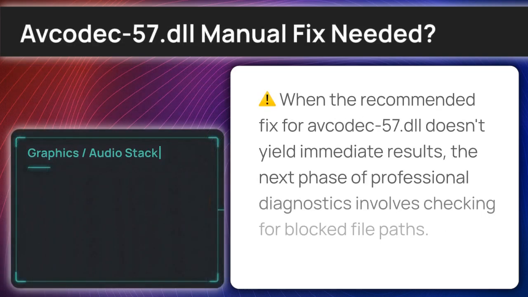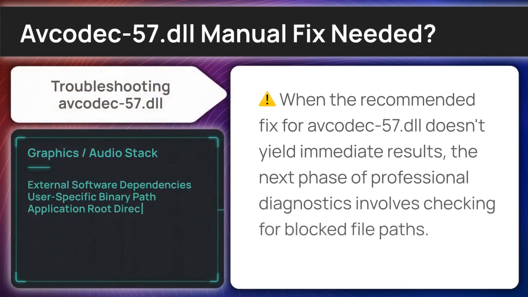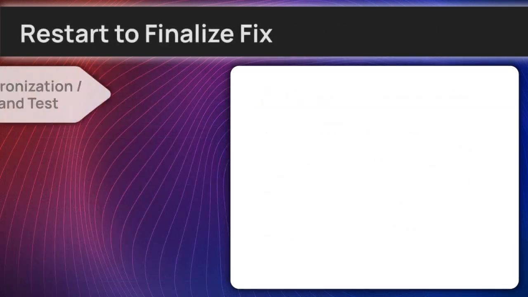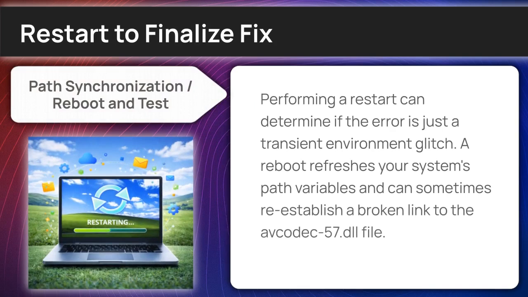In cases where the official installer remains ineffective, we must escalate to a manual review of your system's active runtime state. A full system restart ensures that no background processes are currently locking the avcodec-57 file. A fresh boot allows Windows to reinitialize its library map from a clean state.